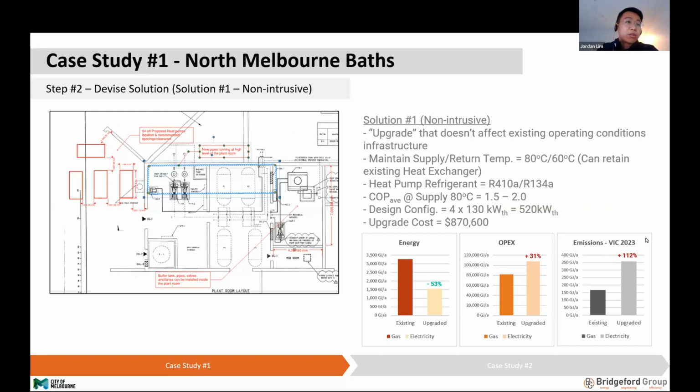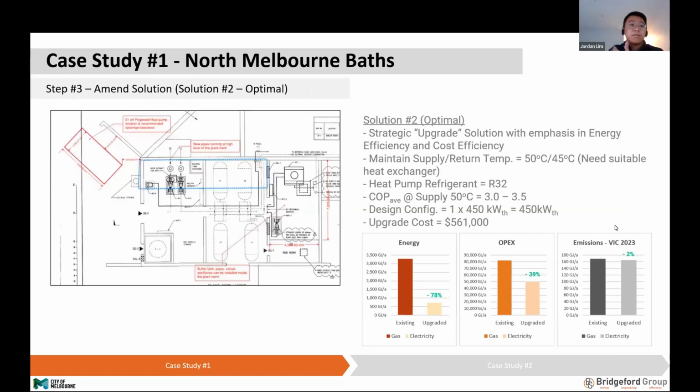And emissions-wise, it will be twice as bad for a Victorian site at the moment because our electricity grid is not the cleanest. So because the overall outcome seems all negative, we have to think of an alternative solution. So we went in to investigate.